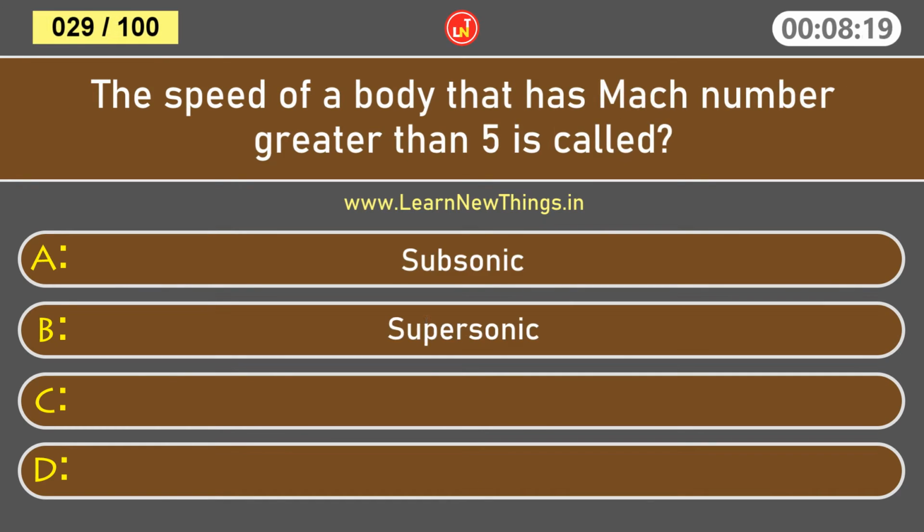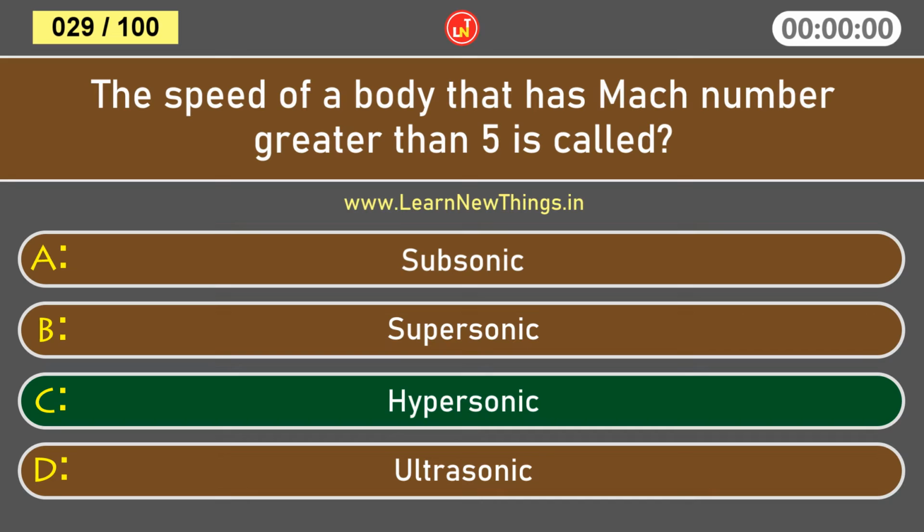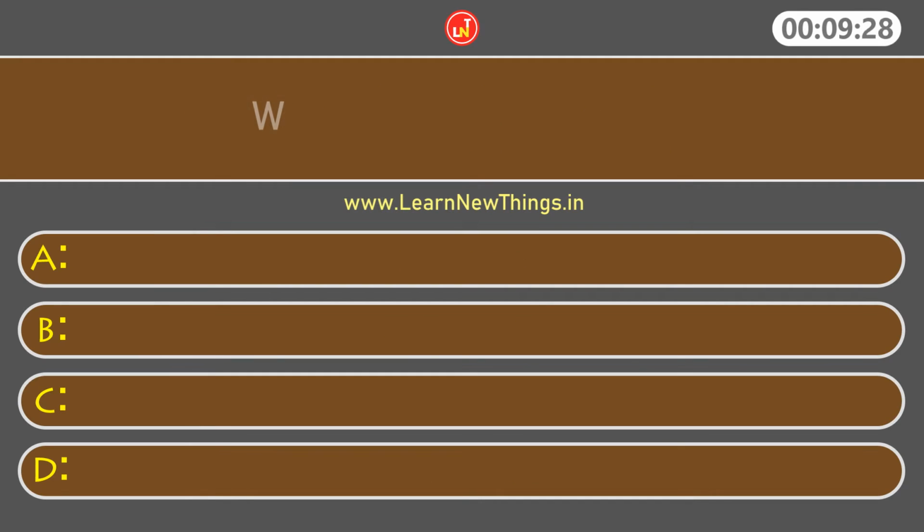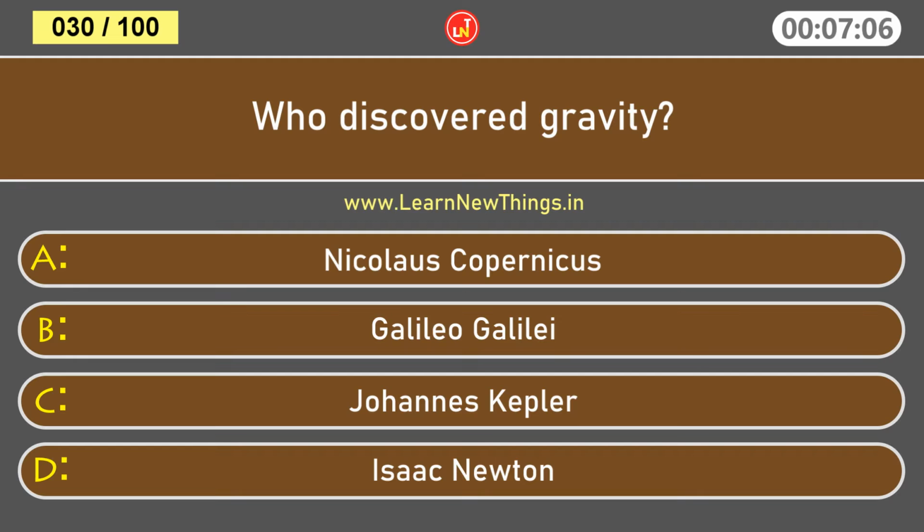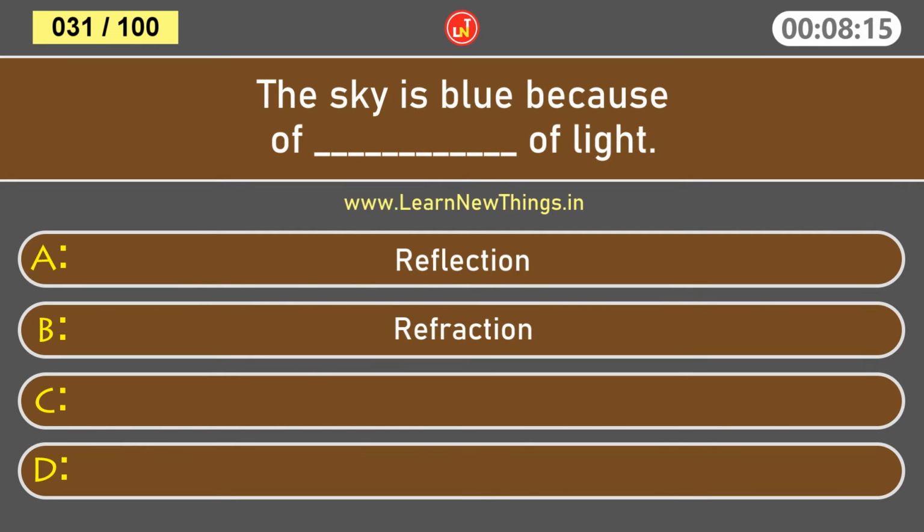The speed of a body that has Mach number greater than 5 is called hypersonic. Who discovered gravity? Isaac Newton. The sky is blue because of dash of light. Scattering.